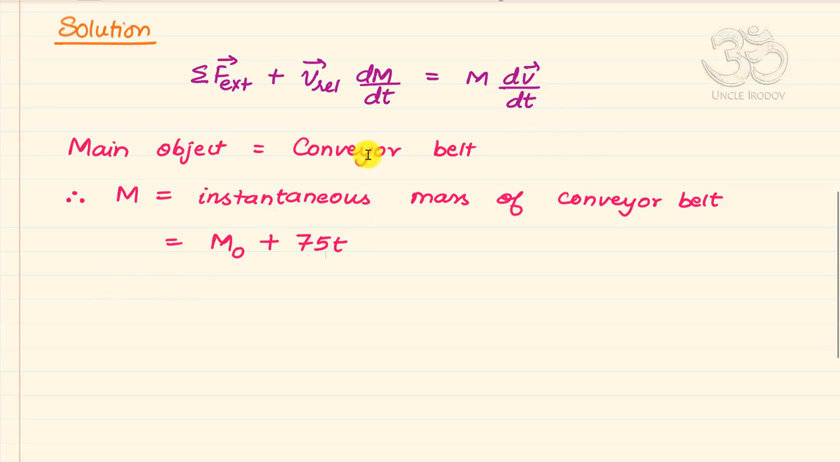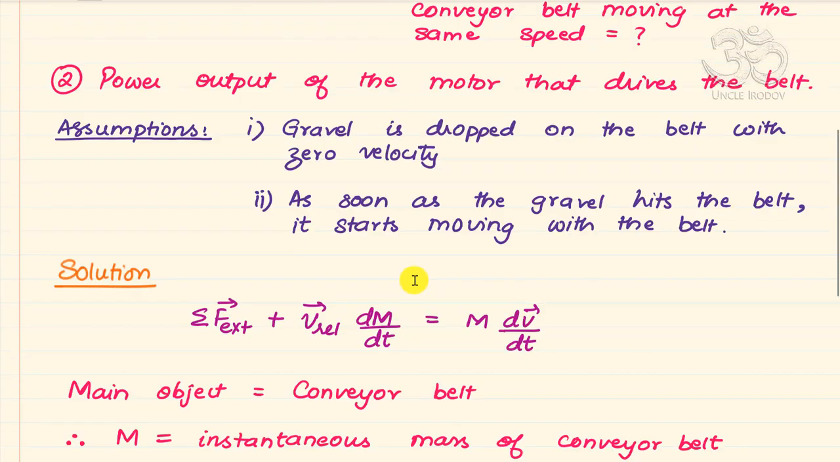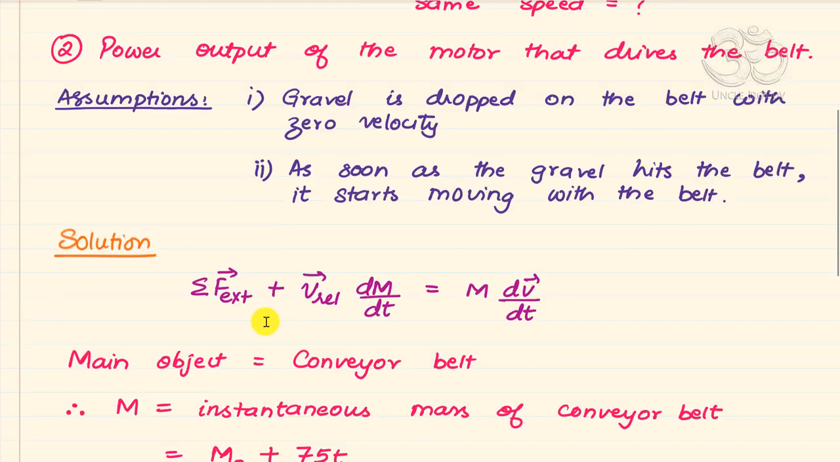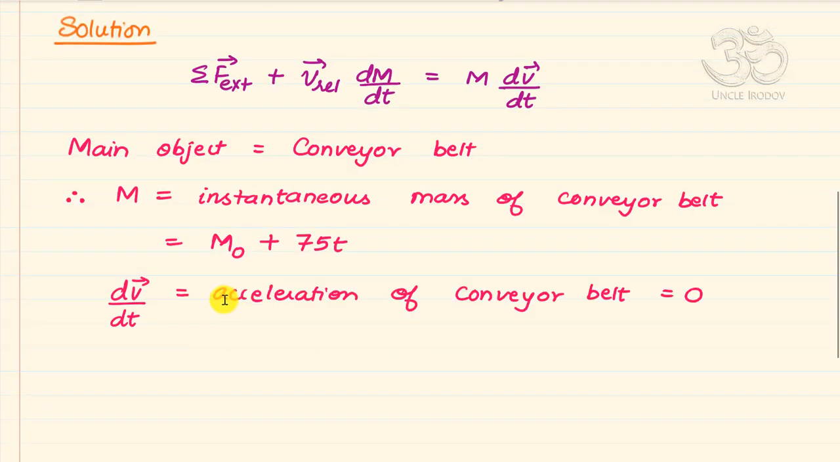Then what is this guy dv by dt? dv by dt is the acceleration of the main object. In this case, it should be the acceleration of the conveyor belt, but acceleration of the conveyor belt is 0 because it's given that the conveyor belt moves to the right with a constant speed. So dv by dt is 0. Then what is this guy VREL?